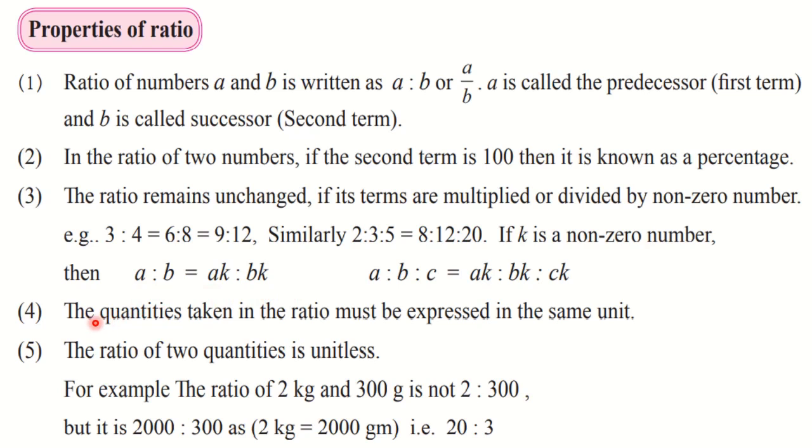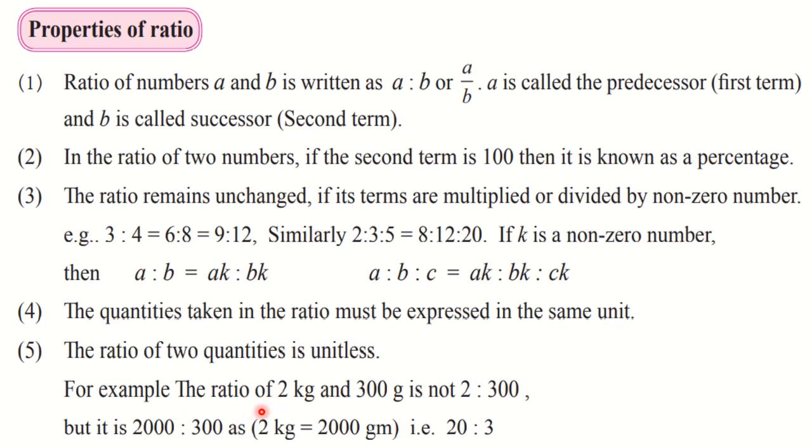Then, whenever we want to find the ratio, you have to take care that the quantities should be in the same unit. Like if we want to compare distance, we can measure distance in many units like kilometers, meters. But when we compare two quantities, we have to see that their unit remains the same, either in kilometers or in meters.